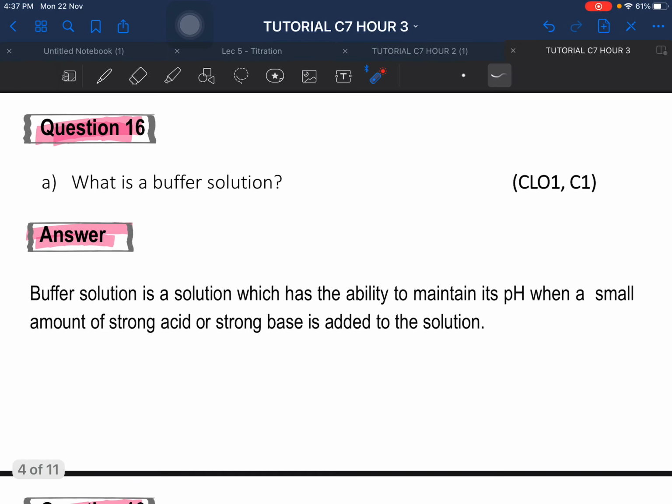Question number 16. What is buffer? It is the solution that has the ability to maintain its pH when a small amount of strong acid or strong base is added. That means if we add a small amount of strong acid or strong base to the buffer solution, the pH does not change too much. So it is a buffer solution.